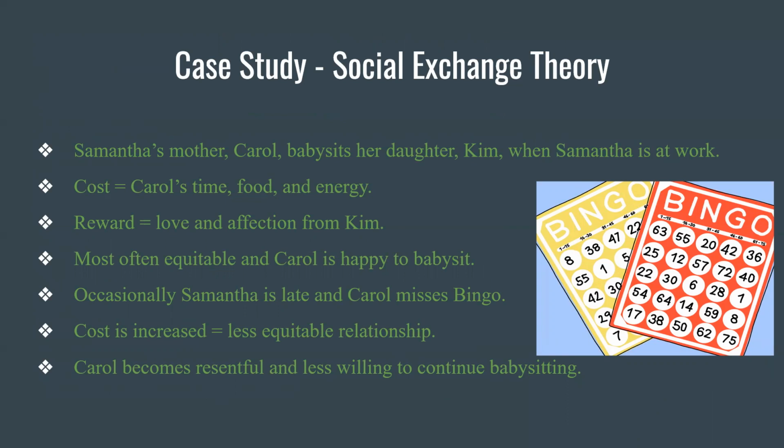In our case study, we can recognize how the social exchange theory affects Samantha and her family. Samantha's mother, Carol, babysits her daughter, Kim, when Samantha is at work. The cost to Carol is her food, time, and energy. Her reward is the love and affection she receives from Kim. Most often, this feels equitable, and Carol is happy to babysit.